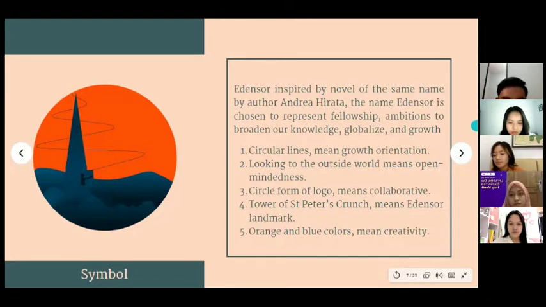First, circular lines mean growth orientation. Second, looking to the outside world means open-minded. Third, the circle form of the logo means collaborative. Fourth, the Tower of St. Peter's Church means Idenser landmark. And last, orange and blue colors mean creativity.